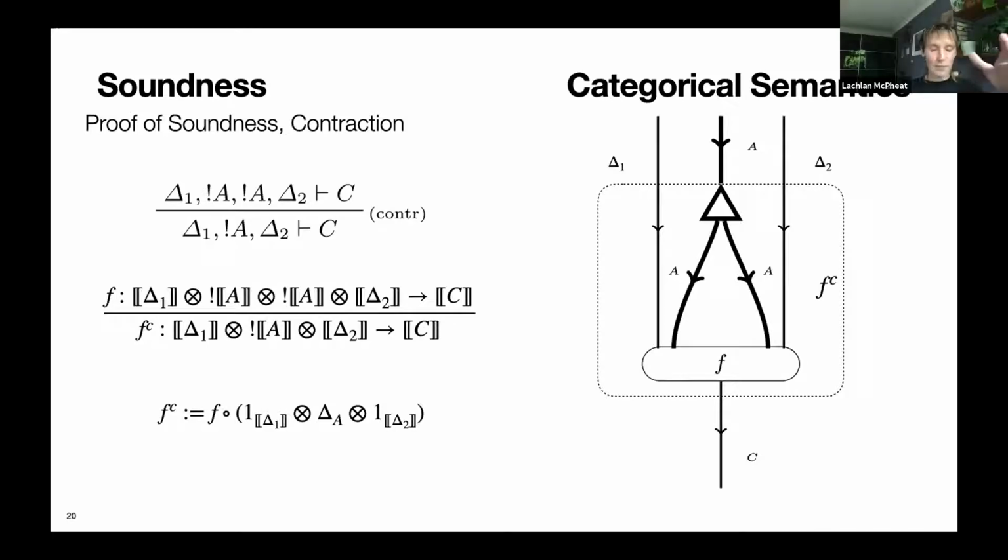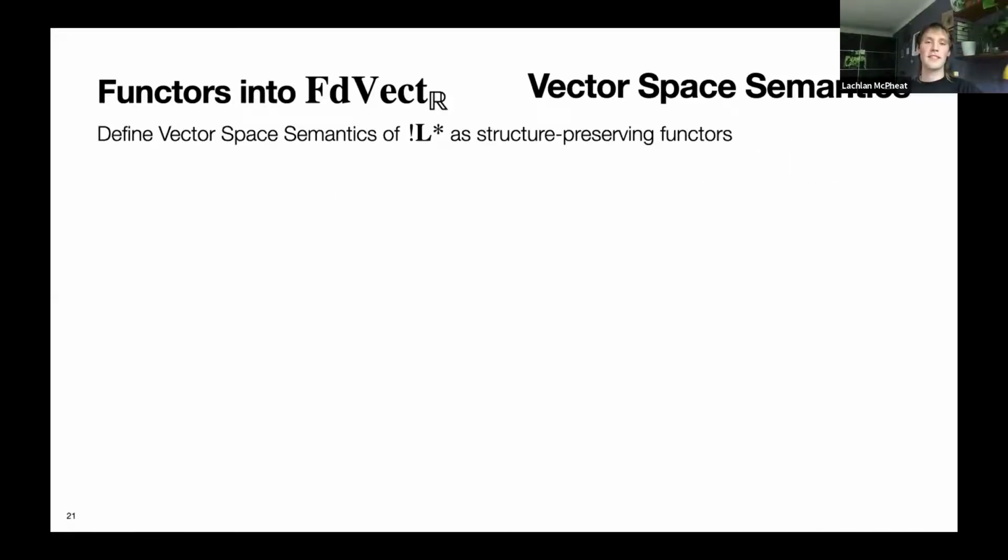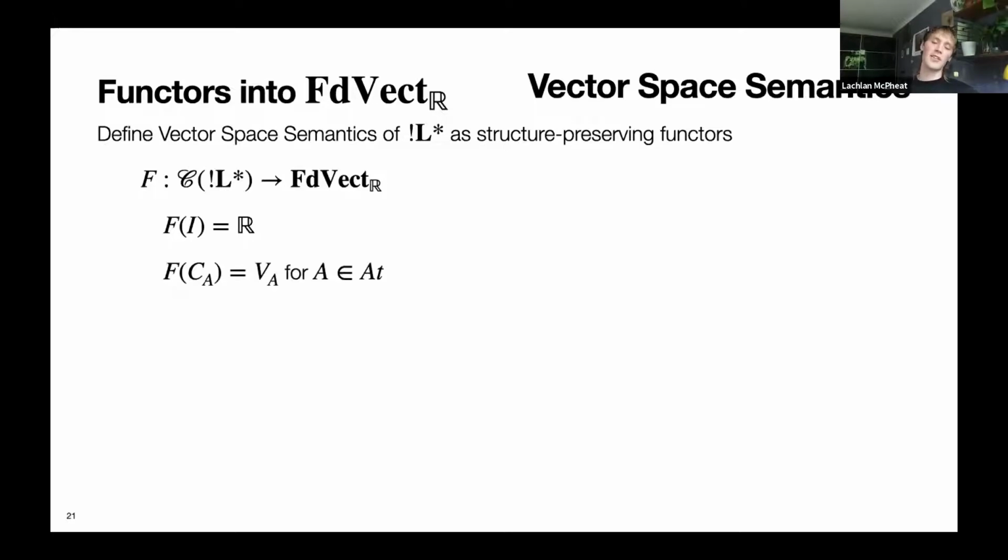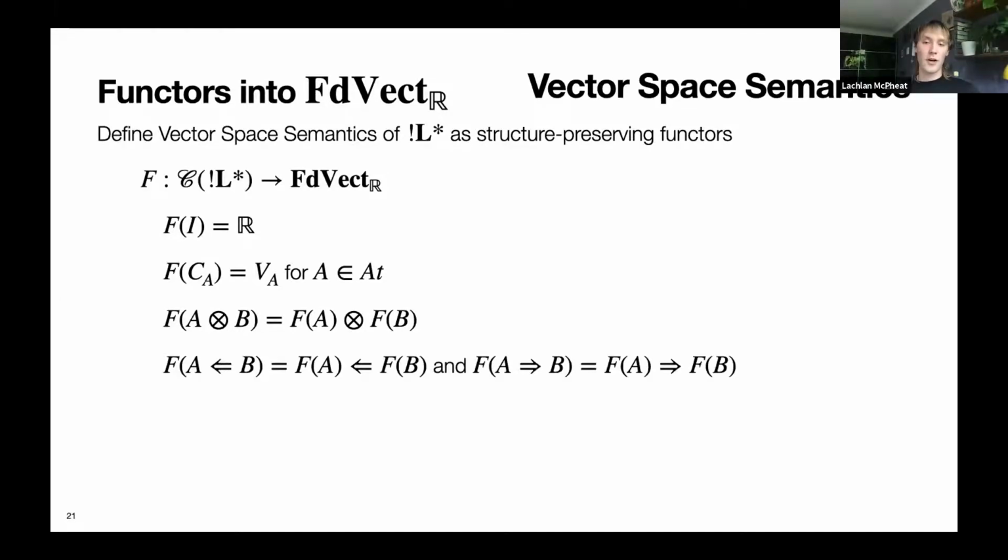Like I said before, we want to define vector space semantics in terms of structure preserving functors from our categorical semantics into FDVect. And when I say structure preserving, I mean on the nose, every single structure should be preserved. So that means that monoidal units should be mapped to monoidal units. Atomic objects will be mapped to vector spaces indexed by the atomic types. Monoidal products will be mapped to tensor products, and internal HOMs will be mapped to internal HOMs, as you expect.